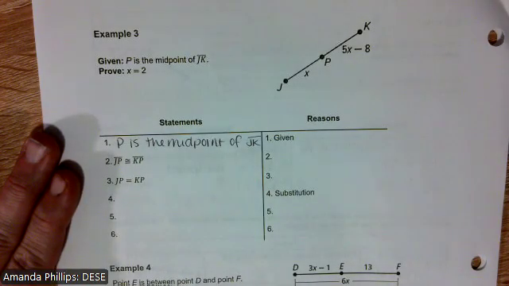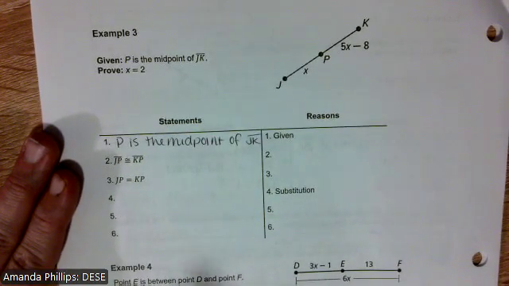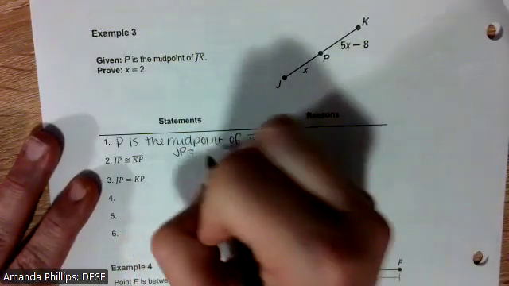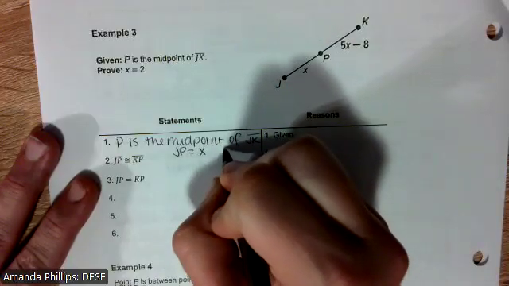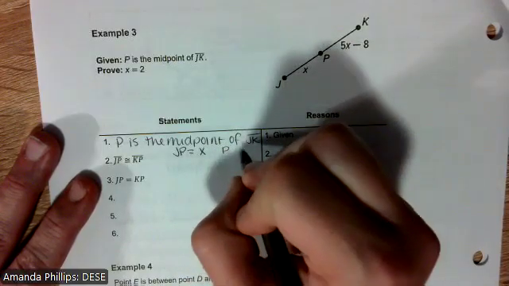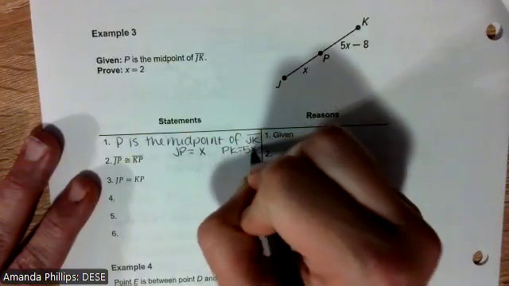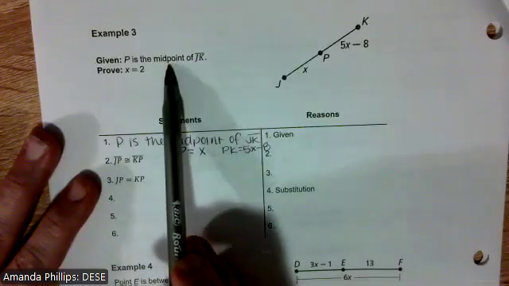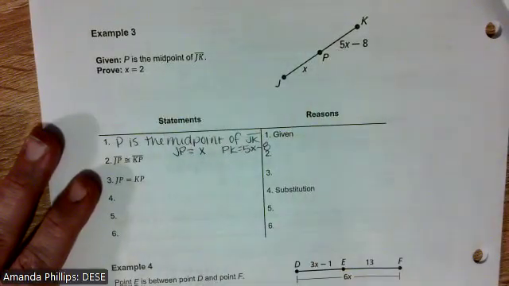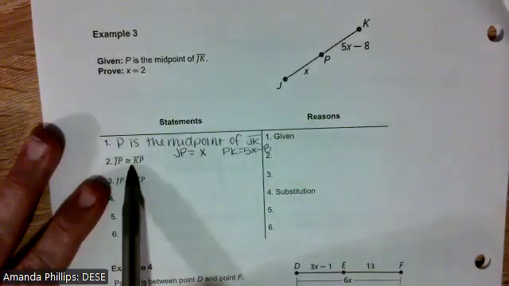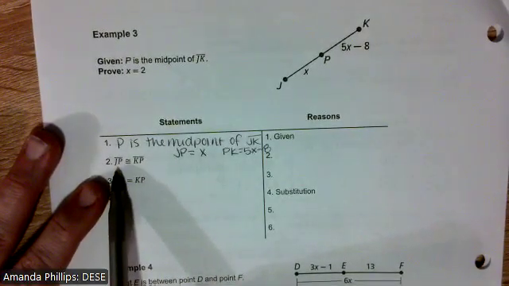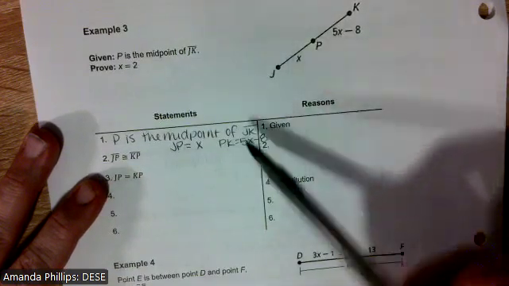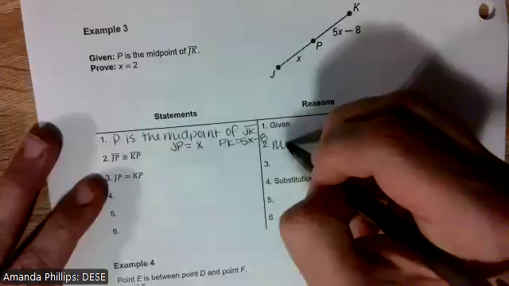That was given. Now, what I also am given is JP is equal to X and PK is equal to 5x minus 8. That was also given to me, not as the statement, but in the picture. So I'm going to use that as well. Now, the next step takes me down to, it tells me that segment JP is congruent to KP. Well, guys, right there, that's the midpoint theorem. Okay.